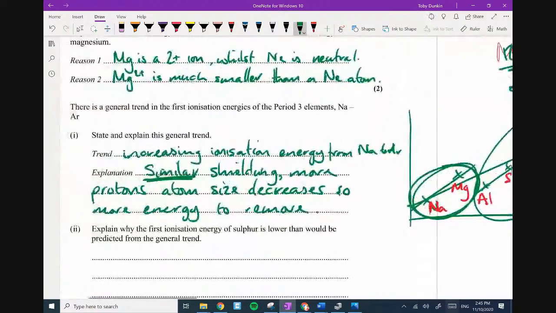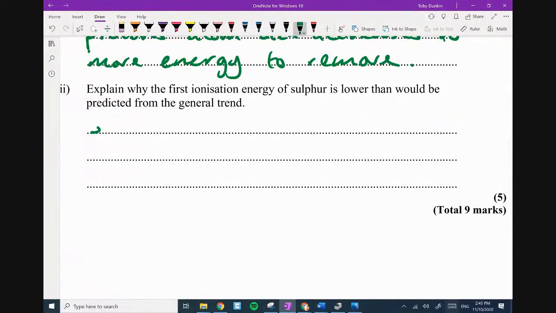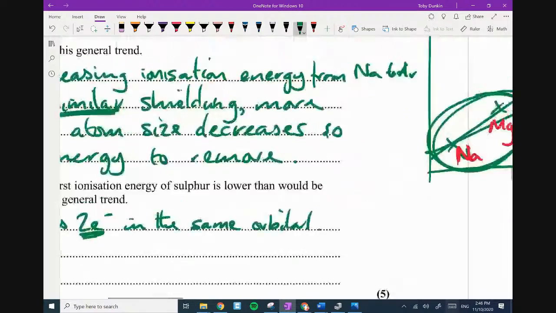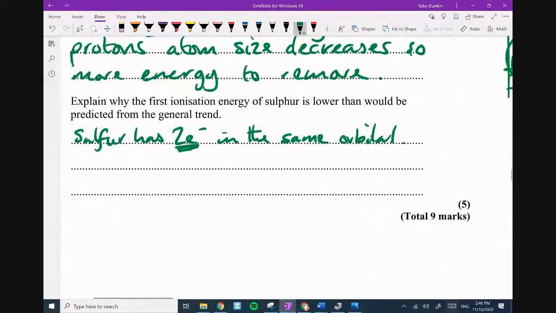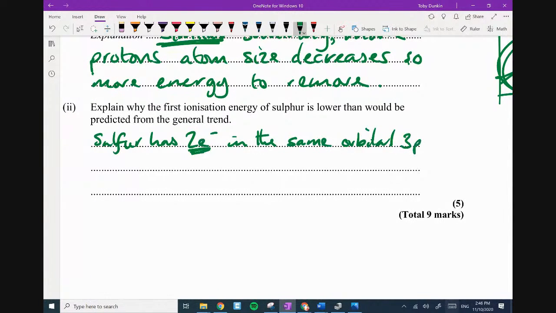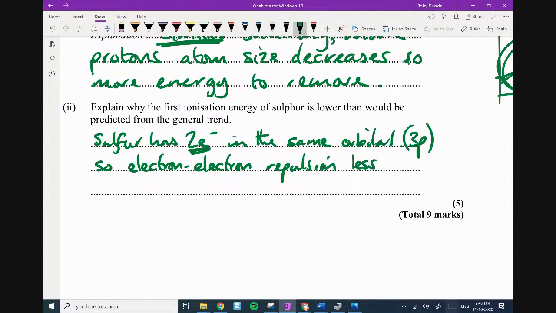2 electrons in the same orbital. Sulfur has 2 electrons in, you can't write "2 electrons" as a number in an exam, by the way, you have to write the word two electrons. Sulfur has 2 electrons in the same orbital. Now, we can even pick the orbital. Is this the 2p, or is it the 3p? This is the 3p. So this is the 3px orbital. Sulfur has 2 electrons in the same 3p orbital. It's nice just to do that. So electron repulsion, less energy to remove.